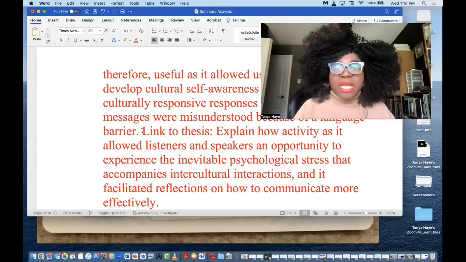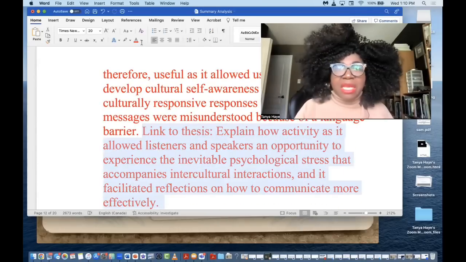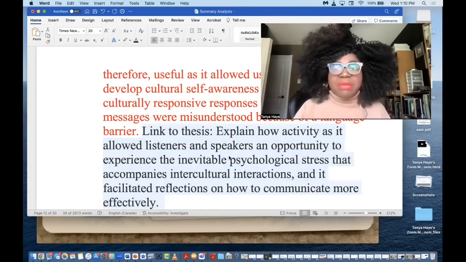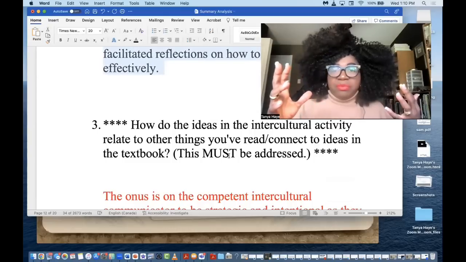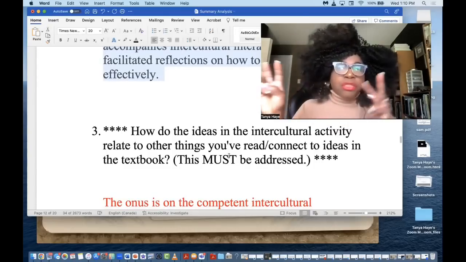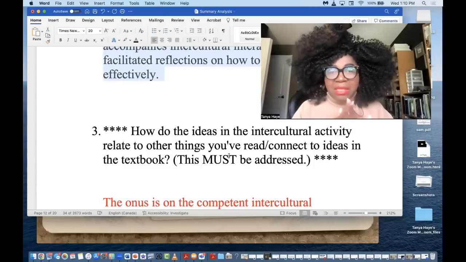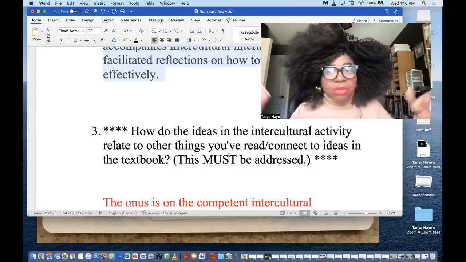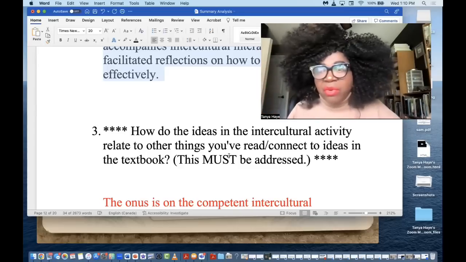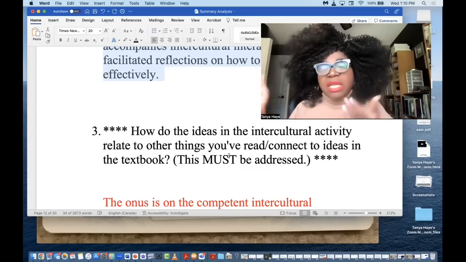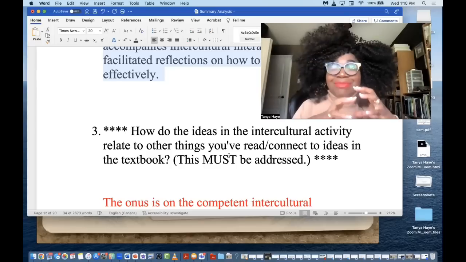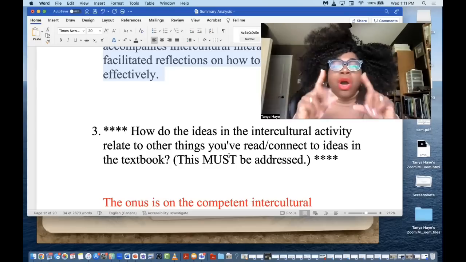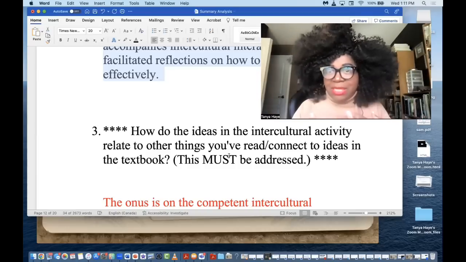And you want to keep these little things here for a while because you're still planning, okay? Explain how the activity, blah, blah, blah, blah, blah. And then the third question is, how do the ideas relate to other things you've read? Textbook experience, whether you did 1104 or you've done intercultural reading, but you have to know in the response section, tell how the ideas connect. You have to now connect it to theory.